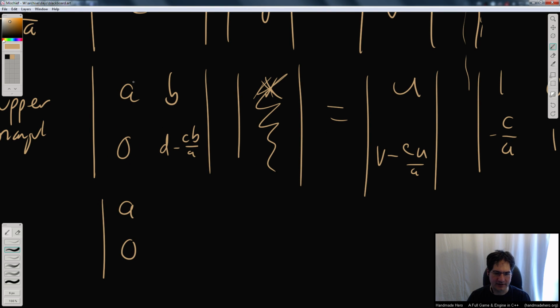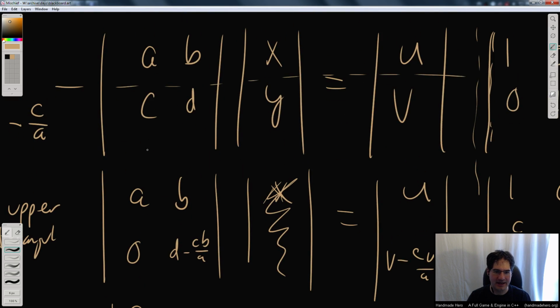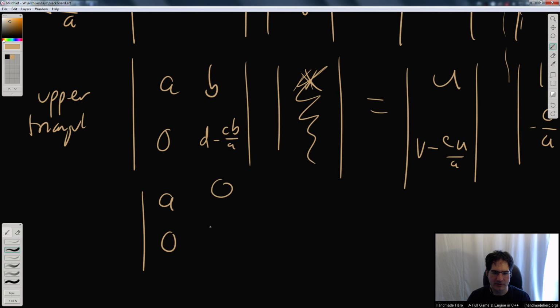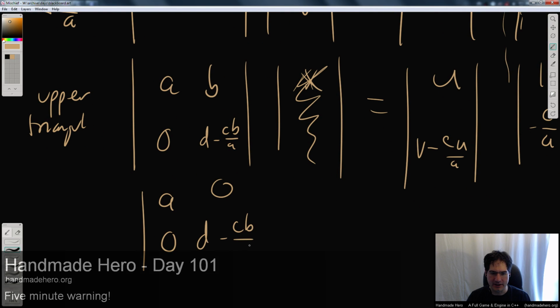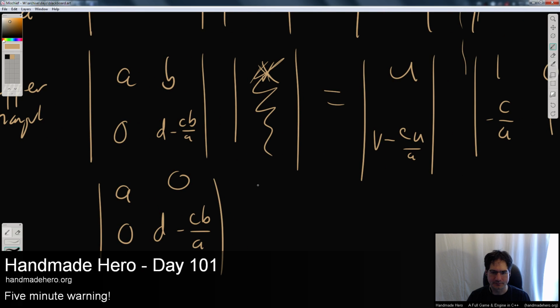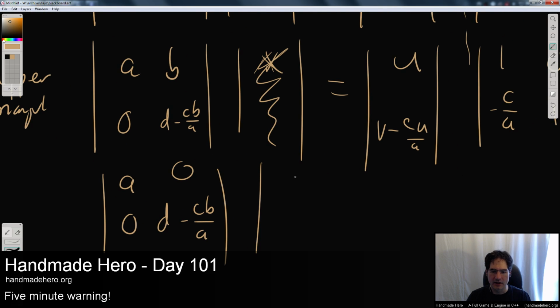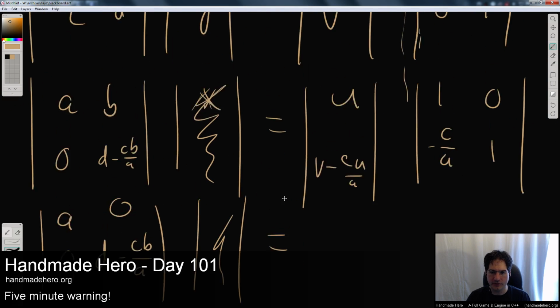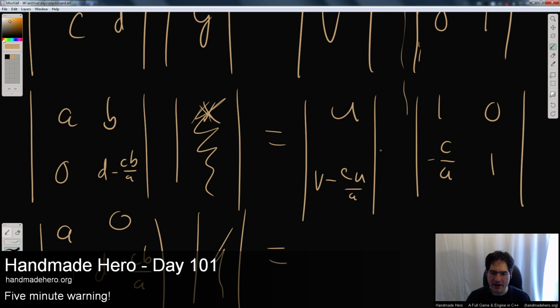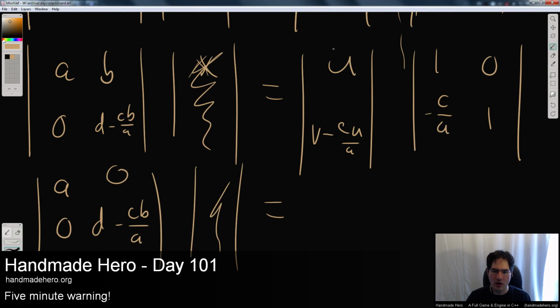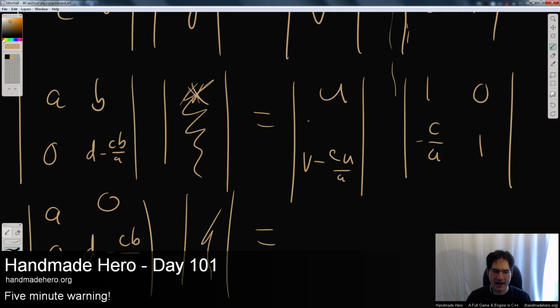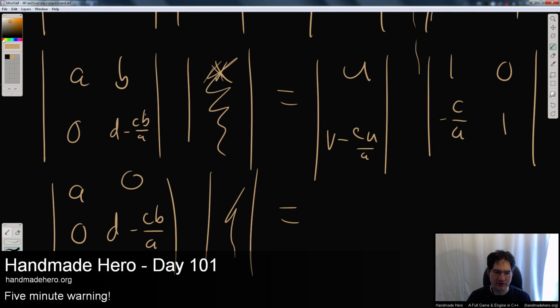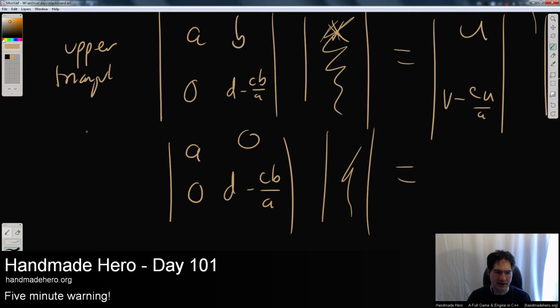I would end up with a 0, because this is not going to get touched. And if I take b over this value and add it to b, I end up with the exact same cancellation that we had here. So I'd have a 0, right? And I have d minus cb over a down here. Don't care about the unknowns for the moment. And so then if I come out here and do the same thing to it, I have to do that same multiplication. So I have to take, again, b over d minus cb over a.